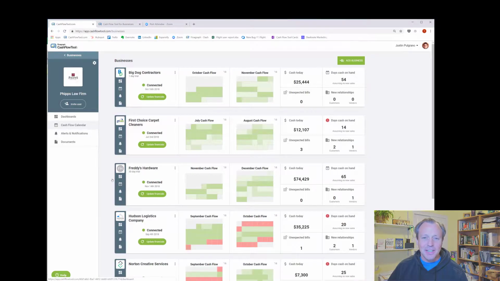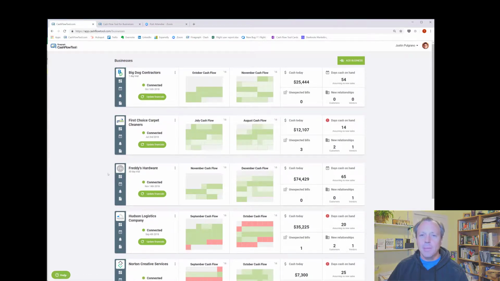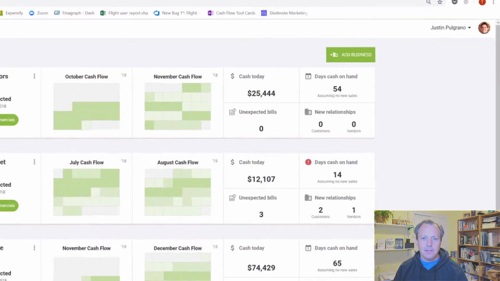When you're looking at Cash Flow Tools, what I really want you to notice is your immediate access to not just the amount of cash that's in your bank account, which by the way comes from QuickBooks Online, but also how many days of cash on hand. It also looks at unexpected bills, new vendors and new clients, so it makes those adjustments. It uses artificial intelligence to do the math to come up with what your cash flow is going to be for the next 60 days. Right here I'm zeroing in on the $25,444.